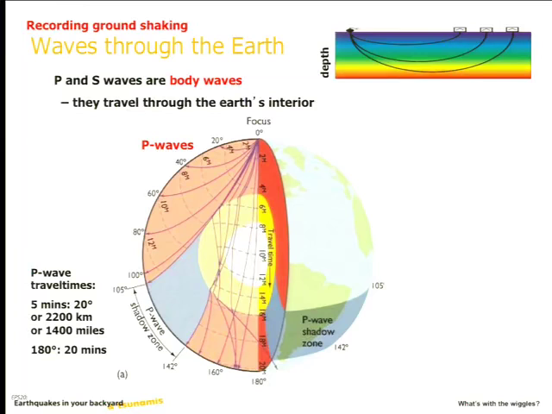Into the center of the Earth. So it takes 5 minutes for a P wave to travel 20 degrees. That's the example we were just looking at for the Pakistan earthquake recorded at station GNI in Turkey. And 20 degrees is 2,200 kilometers, which is 1,400 miles.